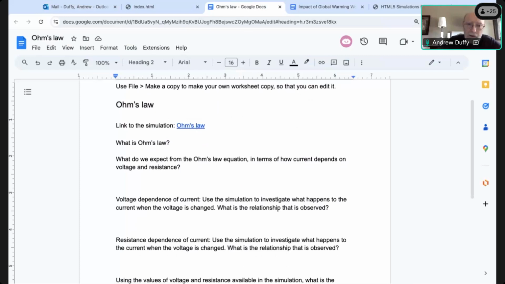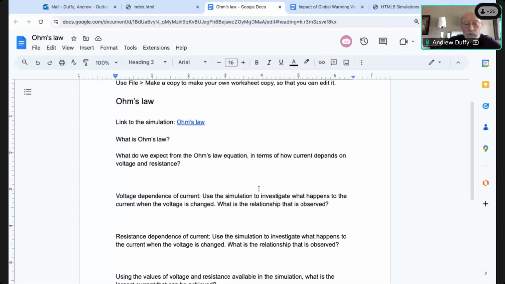themselves. And there's some guidance here. And of course, we probably would have introduced some things about Ohm's law before we got to this worksheet. But that's how most of the time we use them in class. So with the Google Docs, they were designed for the students to use working together in small groups along with the simulation.